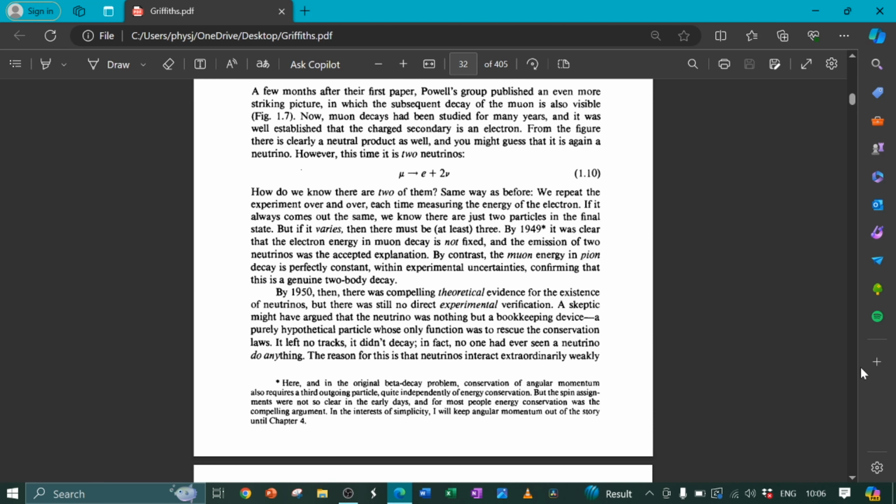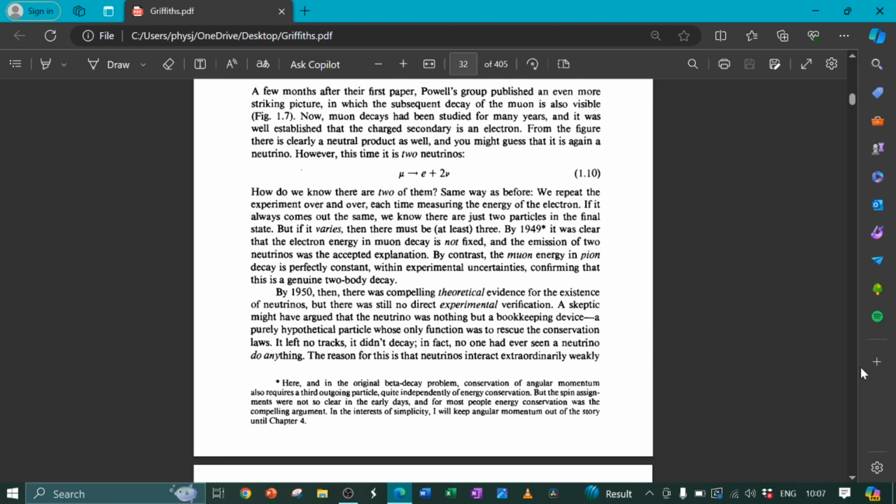Same way as before, we repeat the experiment over and over, each time measuring the energy of the electron. If it always comes out the same, we know there are just two particles in the final state. But if it varies, then there must be at least three. By 1949, it was clear that the electron energy in muon decay is not fixed, and the emission of two neutrinos was the accepted explanation.